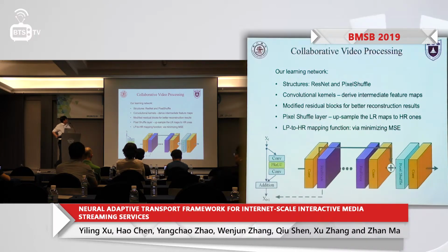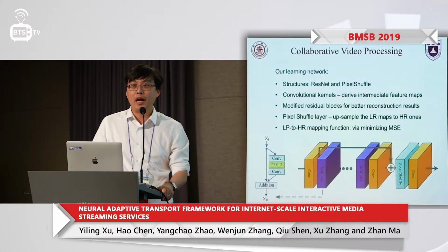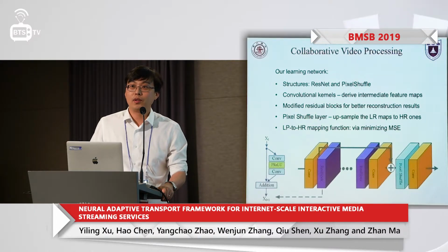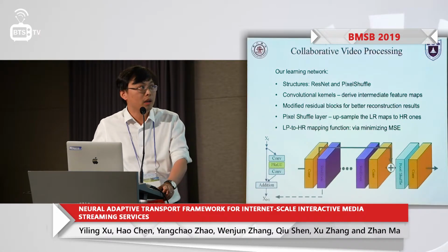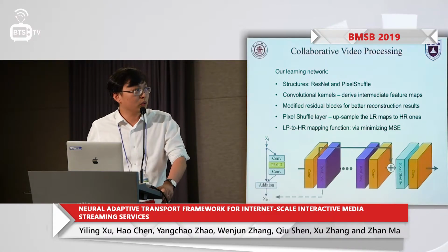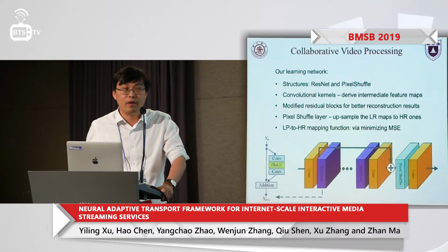Here is our CVP network design. We have this kind of supervised learning architecture. We extensively use convolution kernels in the residual network to ensure fast convergence. And we have high-resolution and low-resolution random patches from random videos. These videos we cropped from YouTube, and we also have some videos we generated from the camera. All these videos are collected together to train this mapping function.